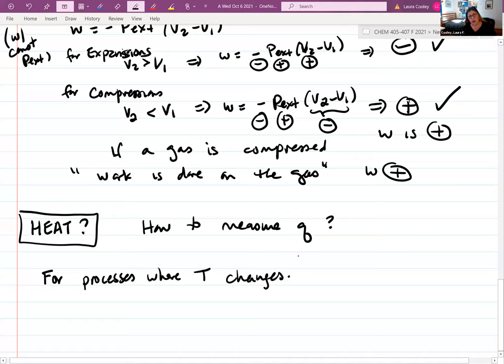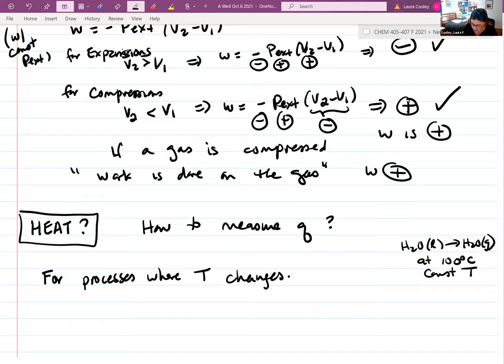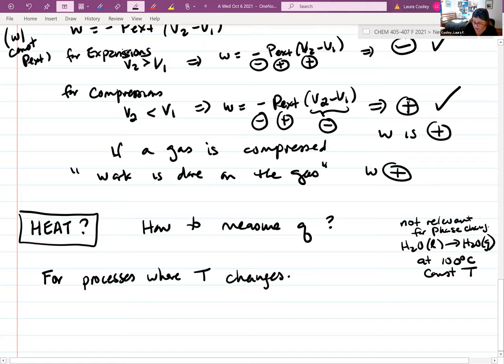Now, obviously, that's not all processes. For example, you could have water in the liquid going to water in the gas. And this happens at 100 degrees C. The temperature is constant. But of course, heat has had to be transferred to the system for this to happen. So you can't use this method for figuring out Q here. So not relevant for phase changes. That's sort of parenthetical to what we're doing here.